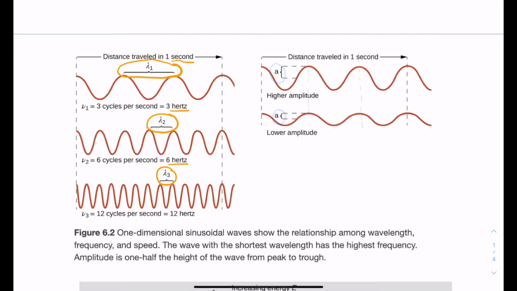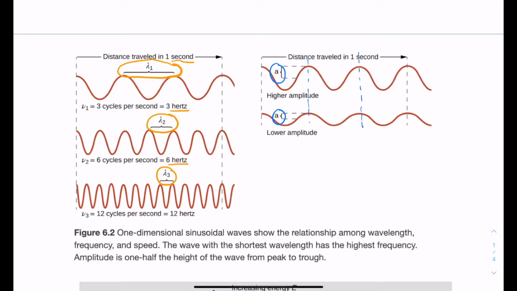They're inversely related to each other. And just to take it one more step, our third wave has a much shorter wavelength, right? My distance crest to crest is even shorter, and this has an even higher frequency. It's going through 12 cycles per second, so it has a frequency of 12 hertz.